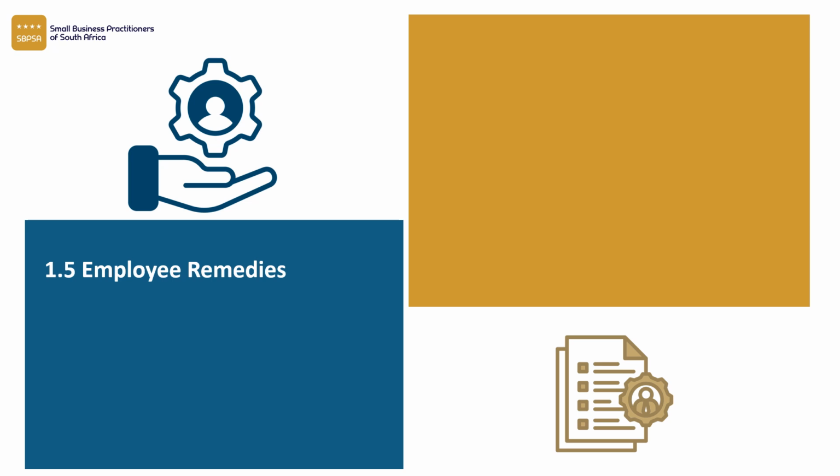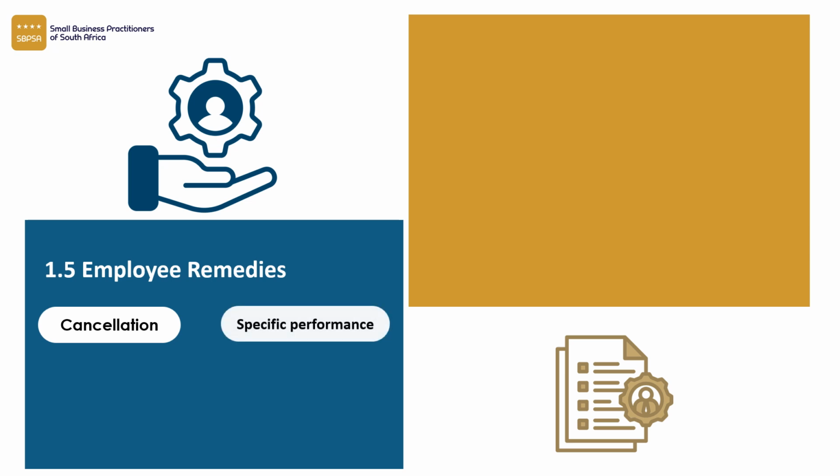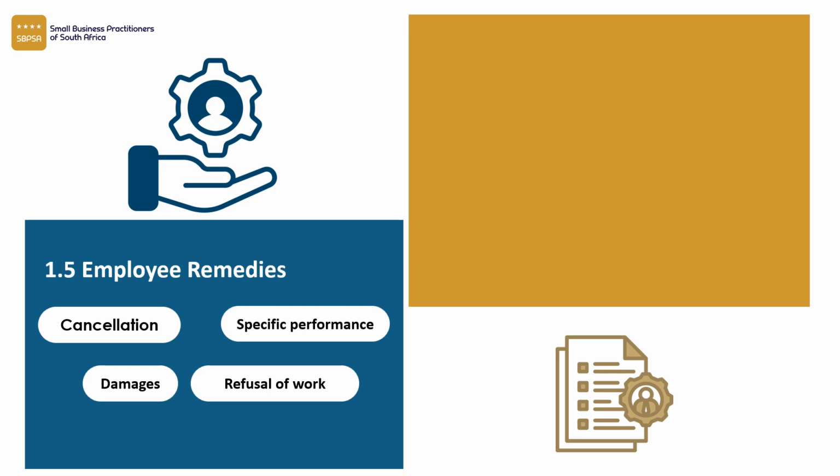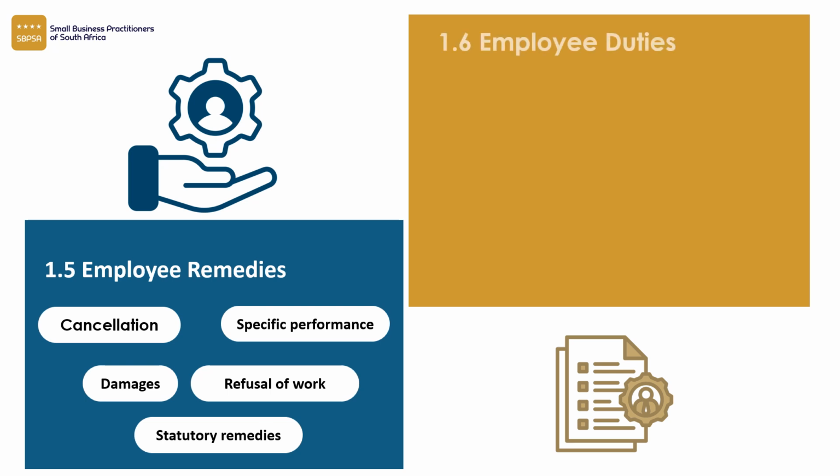Below is the list. 1. Cancellation. 2. Specific performance. 3. Damages. 4. Refusal of work, and 5. Statutory remedies. Next are employee duties.